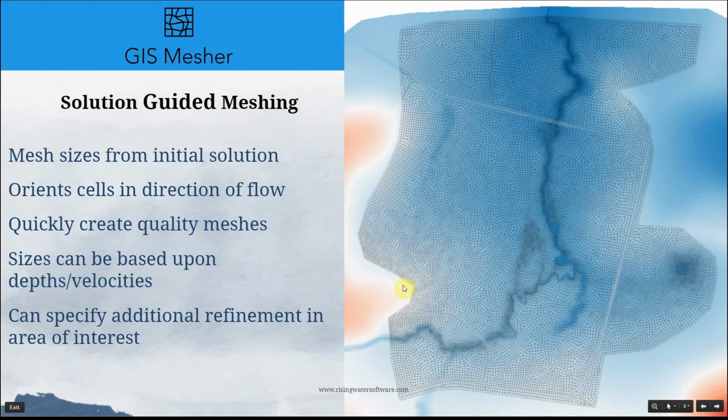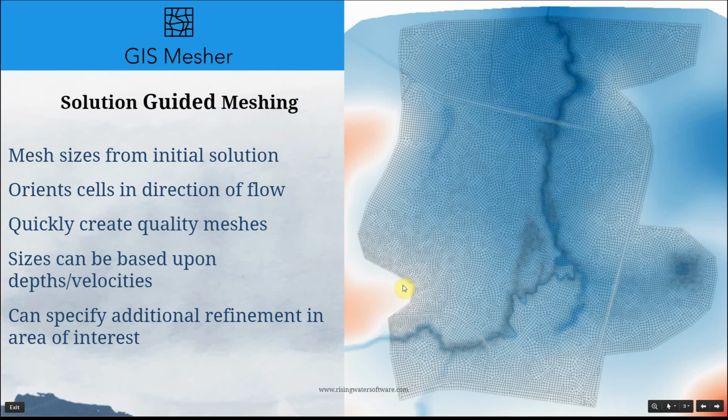Solution guided meshing takes mesh size and orientation information based on an initial solution. You're going to create a quick and dirty mesh that you'll be able to use to set up the meshing parameters. And typically we're going to base the sizes on the depths and velocities, and you can have areas of additional refinement as needed.